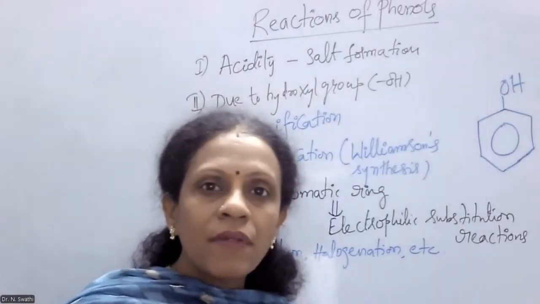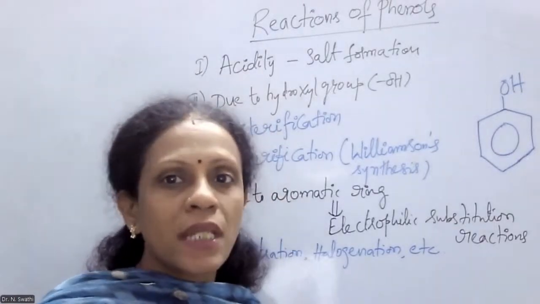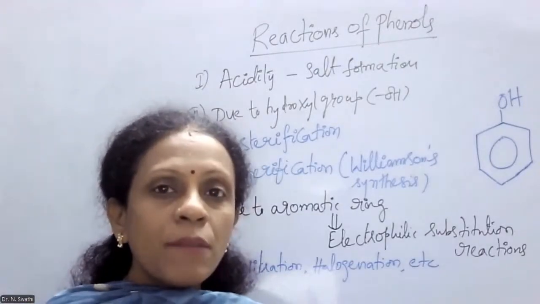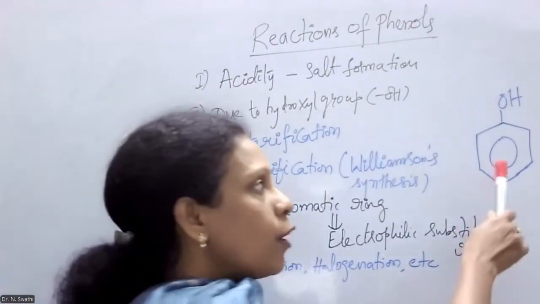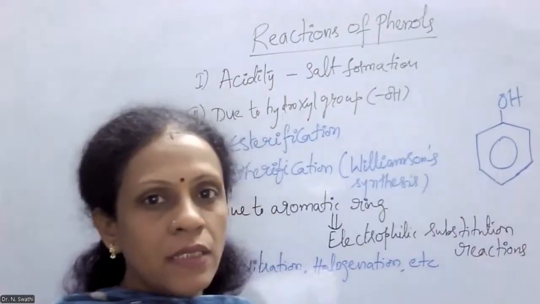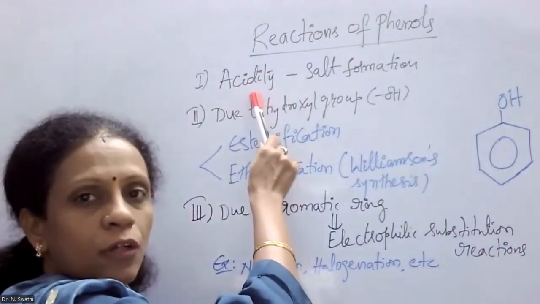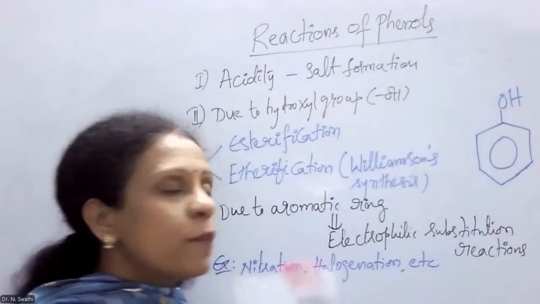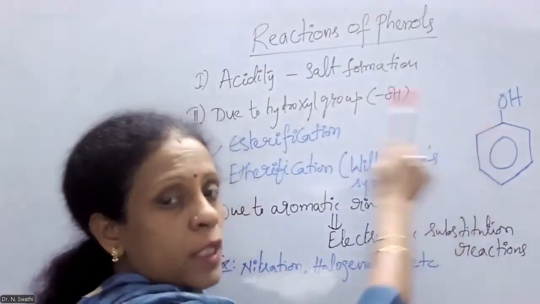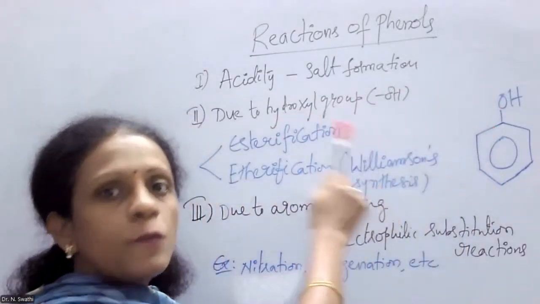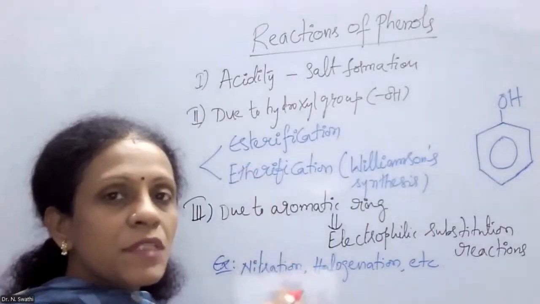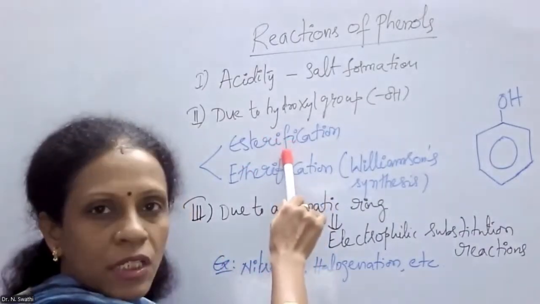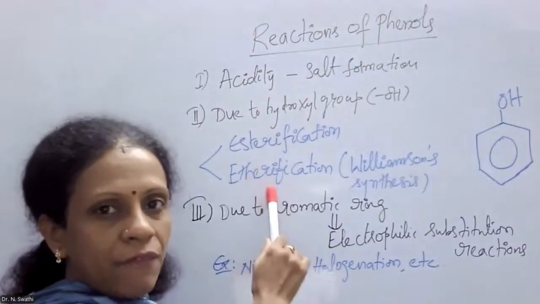Now let us first have a glance at the list of reactions that phenols can undergo due to their structure. Phenols are acidic in nature. So in the presence of aqueous alkalis, phenols can form corresponding salts. Due to the acidic property of phenols, they will undergo salt formation reactions. The functional group present in phenols is the hydroxyl group. So due to the presence of hydroxyl groups, it will undergo two reactions which are mainly meant for the hydroxyl group: esterification reaction and also etherification reaction.